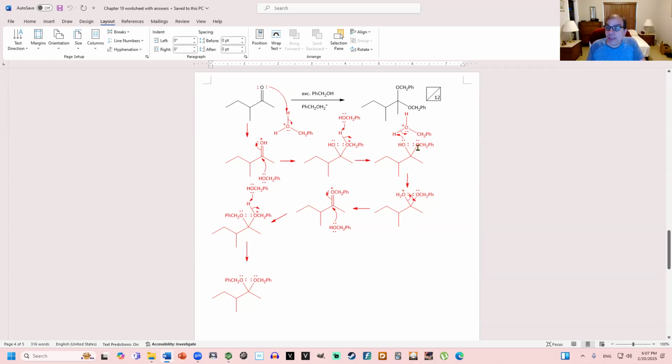So we need to protonate the oxygen. That means we need an acid. We'll use the exact same acid that we did before. Go back and look at what you're given and pick whatever is the most acidic species. In this case, it's the conjugate acid of the solvent. That's generally what it's going to be.